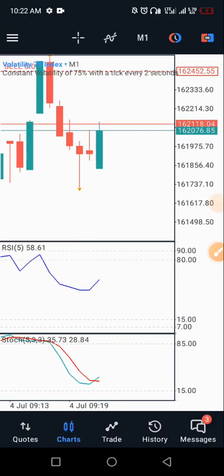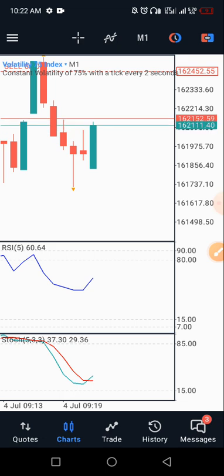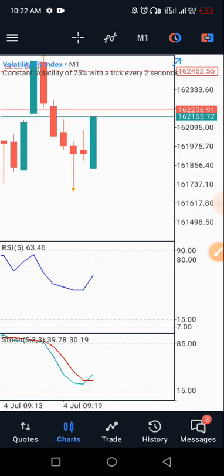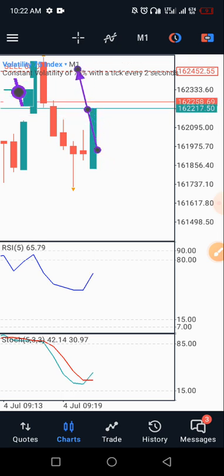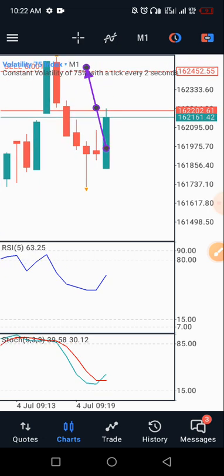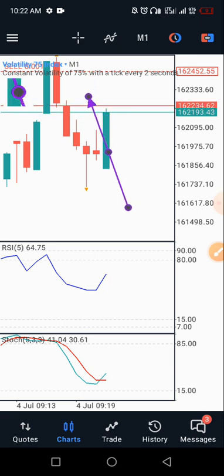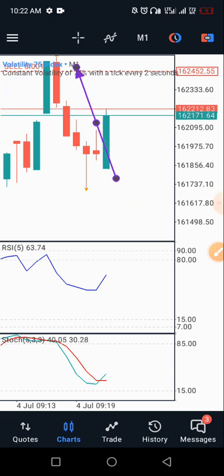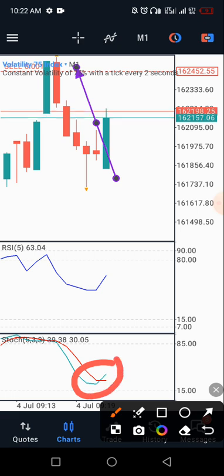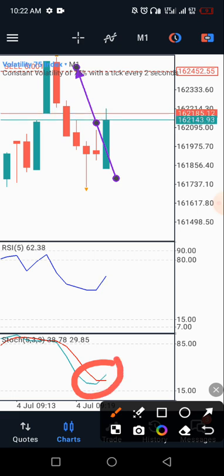In today's video I'm going to show us how to make use of this scalping strategy on the Volatility 75 Index on the 1 minute time frame. This strategy is to be used to scalp the Volatility 75 market, and we are going to take our profits when this indicator gets to the 15 level.